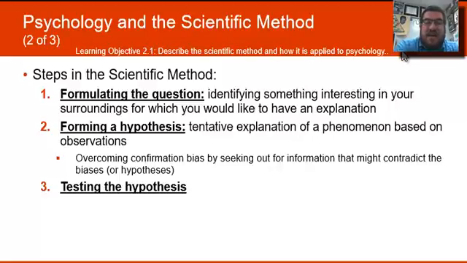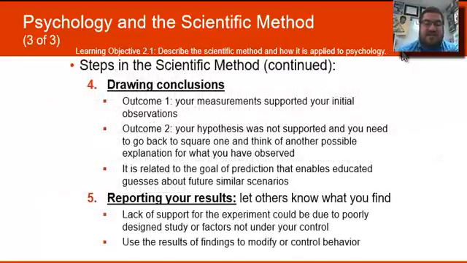You also want to formulate a hypothesis, which is the tentative explanation for the phenomenon that you're observing, and overcoming confirmation bias. This helps overcome confirmation bias by seeking out information that might contradict the bias. And confirmation bias is when you only look for information that is relevant to proving you right rather than what proves you wrong. Then you design an experiment to test the hypothesis. Then you draw conclusions. And if the measurements support your initial observations, you report your results. It's helping let others find out what you know.